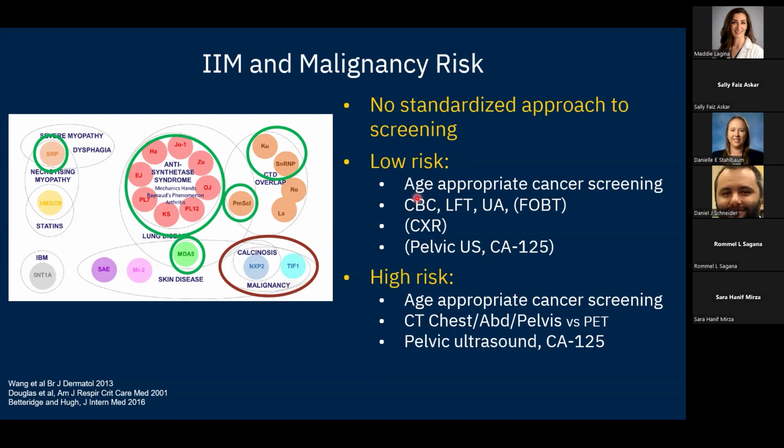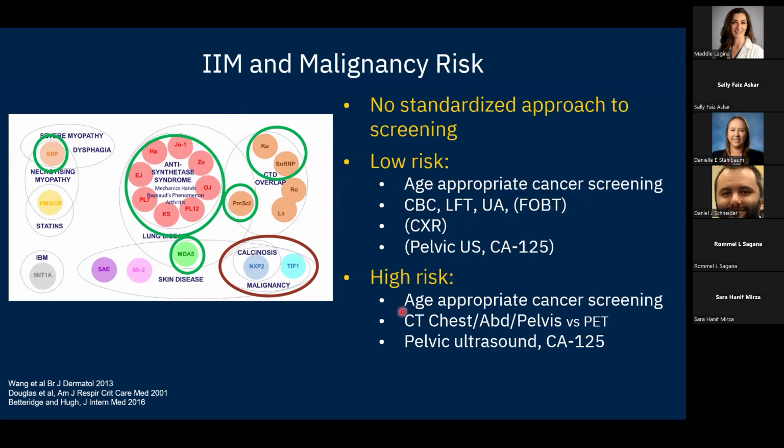In low-risk patients, I always make sure they have age-appropriate cancer screening. We've typically always checked a CBC, liver enzymes, and a UA, but you can consider a fecal occult blood if someone's not otherwise due for a colonoscopy. Some people recommend a chest X-ray, although certainly our ILD patients have already had a CT. And then it's variable depending on the patient's risk factors for ovarian cancer, but many women will also order a pelvic ultrasound and a CA-125.